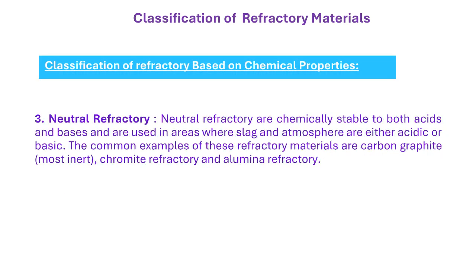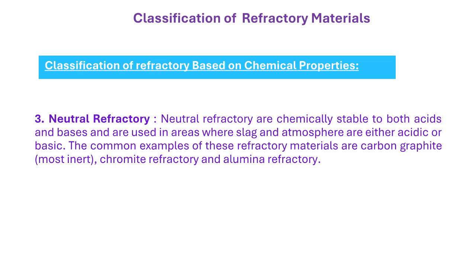Now let's look at the third category, neutral refractories. These materials have unique chemical properties that make them especially versatile. Neutral refractories are chemically stable to both acids and bases. In other words, they resist attack from either acidic or basic materials. This means they can be used in environments where the slag or atmosphere is acidic, basic, or even when conditions keep changing. Some common examples include carbon and graphite, which are extremely inert and react with almost nothing.